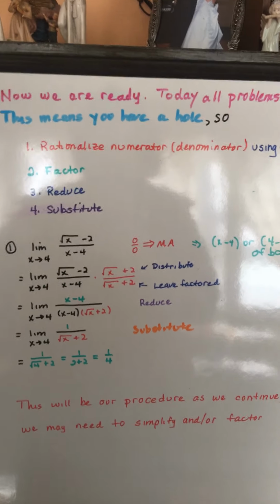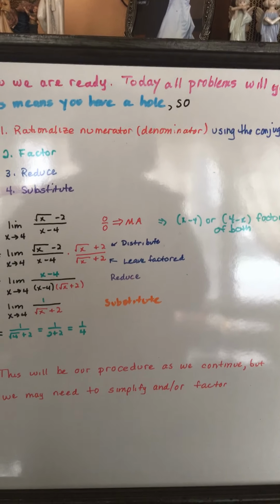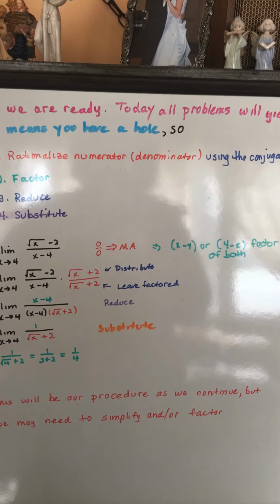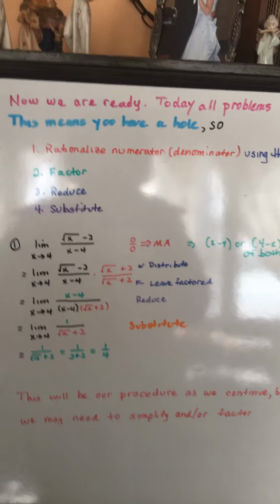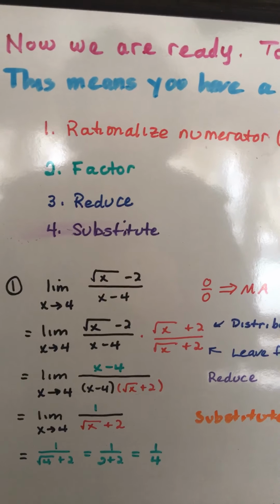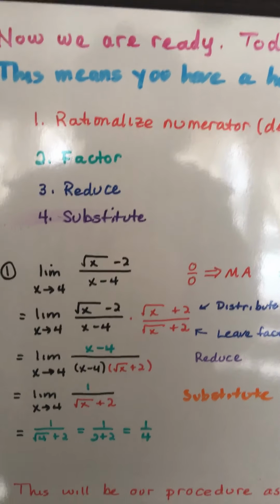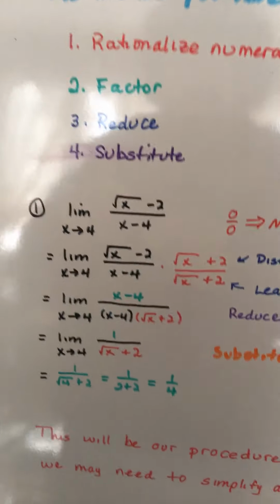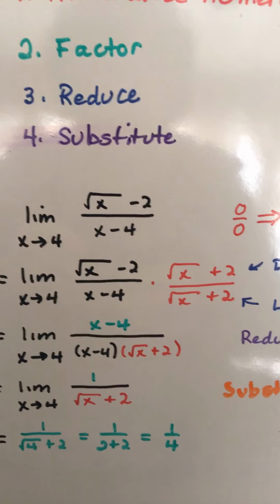They're all going to be a whole, so you're going to have to rationalize the numerator or denominator. The only problem we give you, I think, with the denominator is your very last one, using conjugates. You will then simplify if necessary. I didn't put that in there. It's just an automatic factor, reduce, substitute. So let's start with the easy one. So here's my limit.